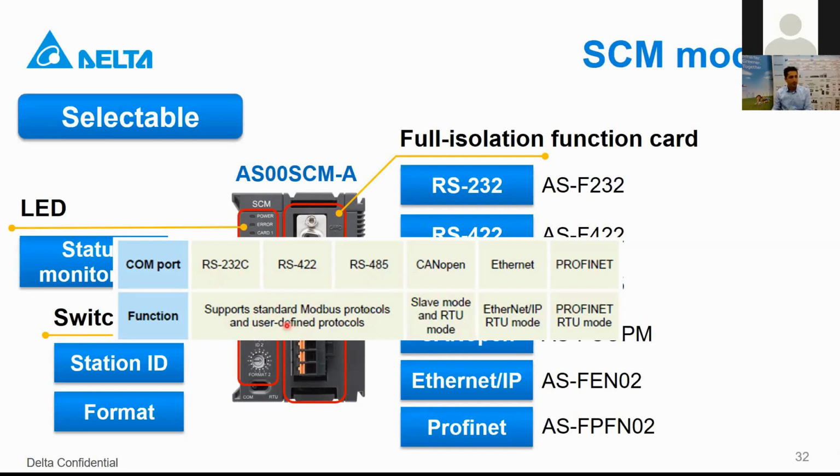Okay. And the CAN open function card supports slave mode and RTU mode. What is RTU mode? Remote terminal unit. So it is a remote I/O solution. I will show it later. And the Ethernet function card also supports RTU mode or standard Ethernet IP, and Profinet slave only, and also supports the remote I/O solution.